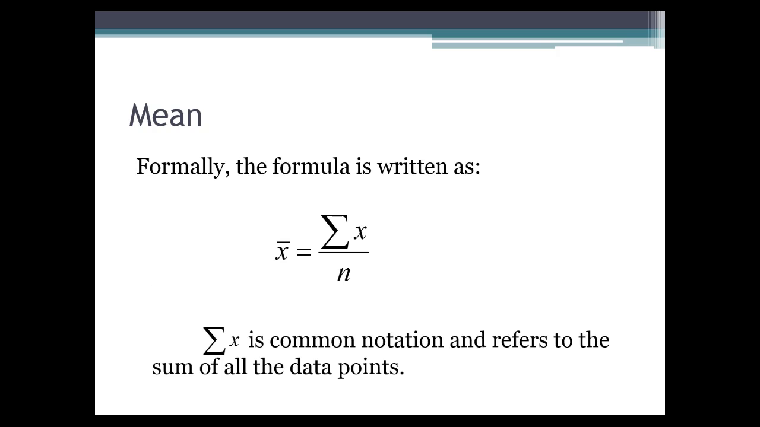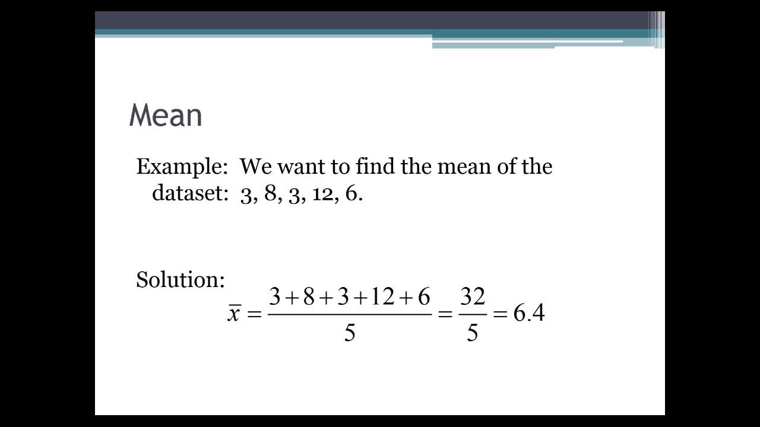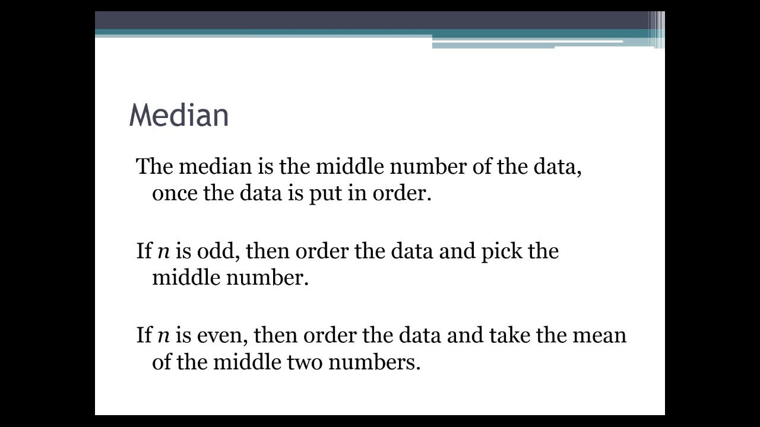So for the sample mean, this notation, this capital letter sigma with an X, refers to the sum of all the data points. And we know that n is the number of observations in the sample. So x bar is the sum of all of the data points divided by n. And here's an example. I'll let you pause and look at this example if you need to, but I think you probably already know how to do that.